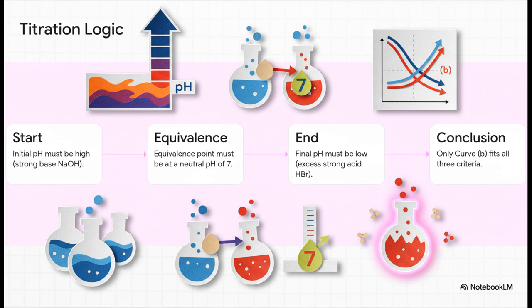Then, as we add the strong acid, the pH starts to drop. The biggest, most dramatic plunge happens right at the equivalence point. That's the moment when the acid has perfectly neutralized the base. And for a strong acid, strong base reaction, that happens at a perfectly neutral pH of 7. After that, we keep adding acid, so the solution gets acidic and the pH bottoms out. Only curve B tells that exact story.